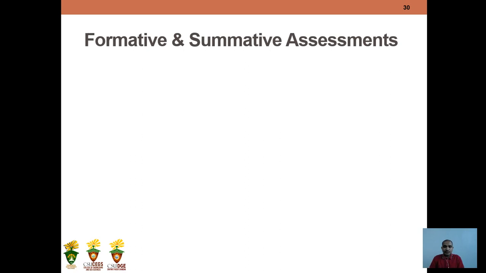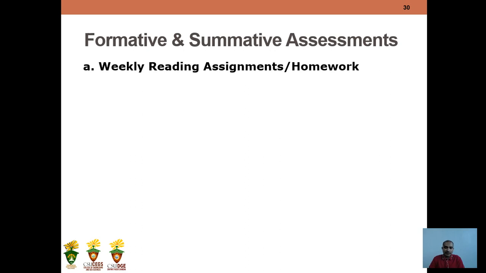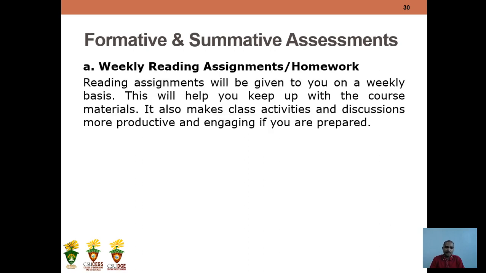Then let's go to the formative or summative assessment. These are the different types of assessment activities given in a course. First is the weekly reading assignment or homework. Reading assignments will be given to you on a weekly basis. This will help you keep up with the course materials.